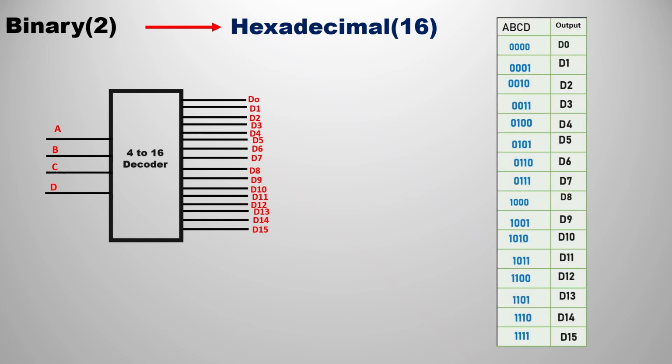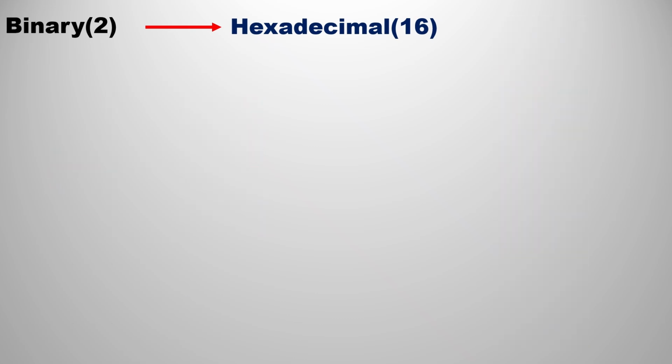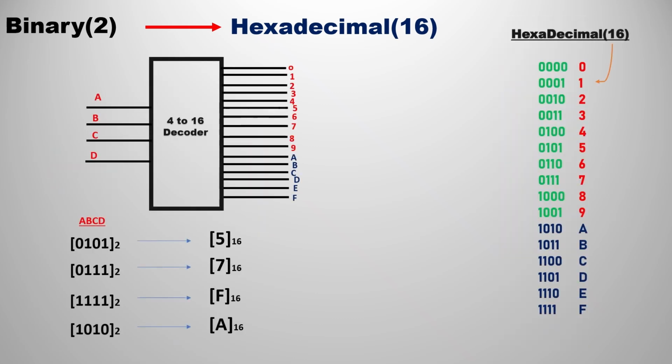Here you can observe the truth table or the 4 cross 16 decoder. You can compare the ABCDs, that is 0000 in binary, and the normal D0. You can compare both of them and relate. Finally you can represent in a simple manner from 0 to 9 and A, B, C, D, E, F in the outputs. For simplicity I am representing these things. In the inputs I am passing A, B, C, D. If you observe, the conversion is very simple.